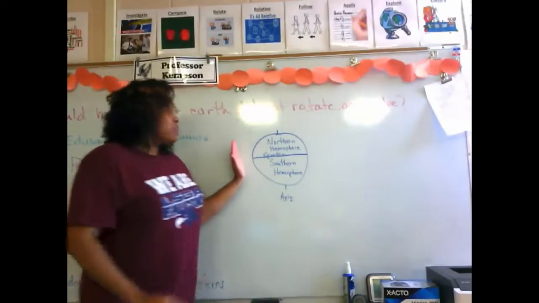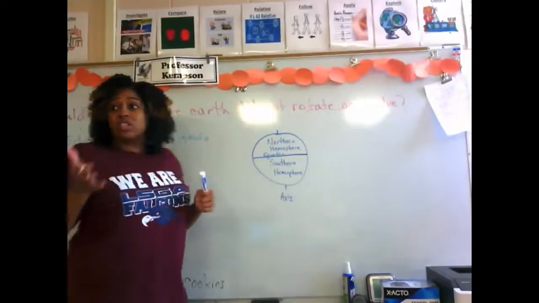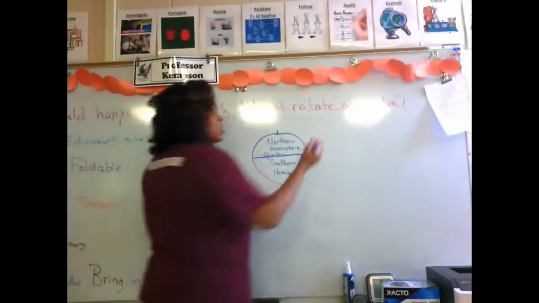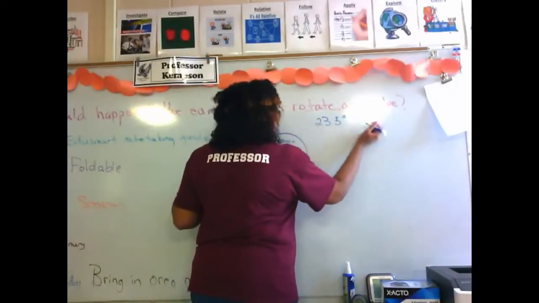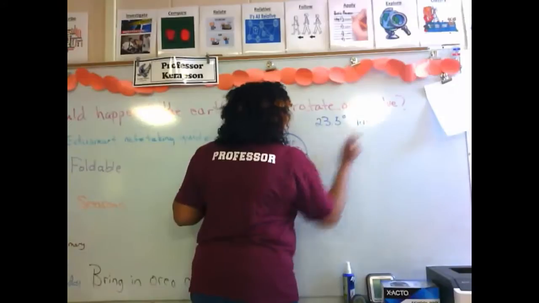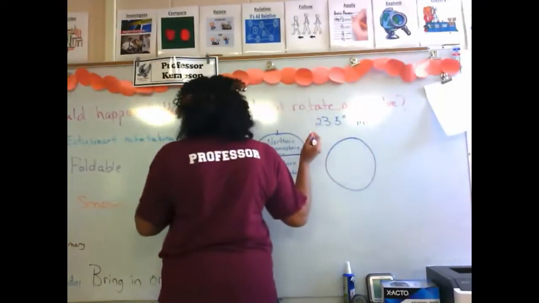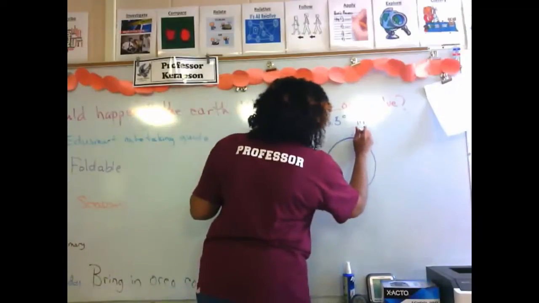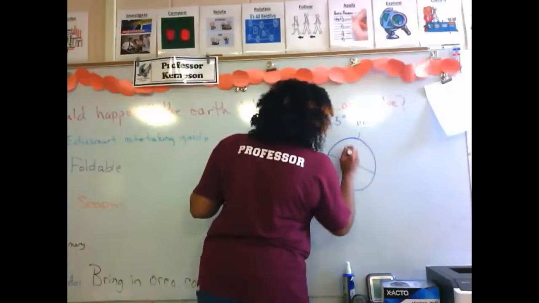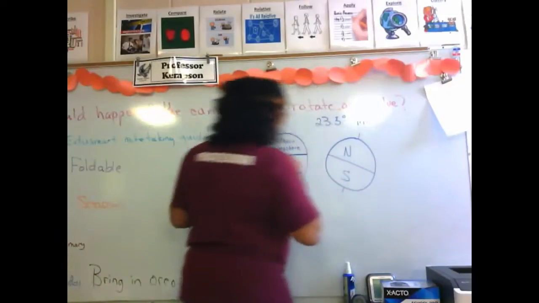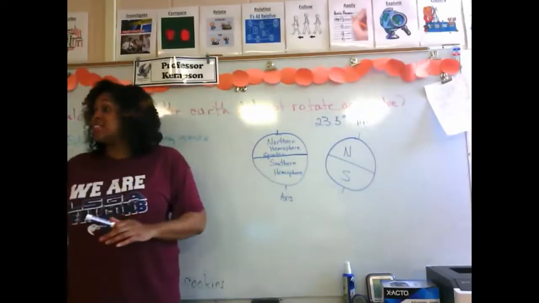Now, if you look at this picture, is this an accurate picture of how the earth sits up? No. No, because the earth is what? Tilted. It's tilted. What's the degree it's tilted? 23.5. 23.5 degrees is the tilt. Okay? So, my earth should actually be more like this. Northern, southern. Okay? So this is how it should actually look because it is tilted.